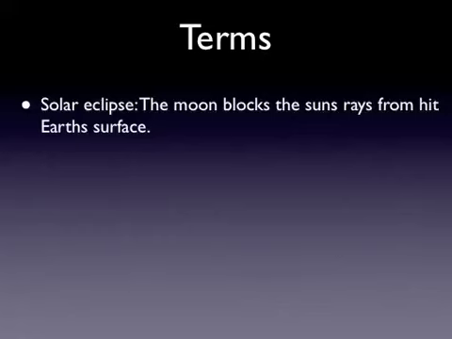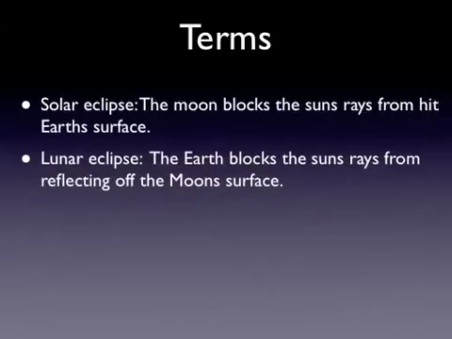This happens during the day. Okay, so the moon comes across the sky, or that's the way it looks, and it blocks sun rays from hitting Earth's surface. So it looks like the moon covers the sun for a short period of time. Lunar eclipse. This is when the Earth is blocking the sun's rays from reflecting off the moon's surface. So this happens at night, and it's when it looks like the moon gets covered, and it's getting covered by Earth or Earth's shadow.